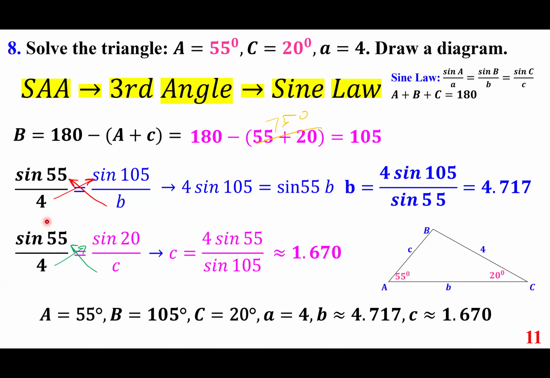We can summarize the information given with what we just got. A is 55, B is 105, C is 20 degrees. Lowercase a is 4, lowercase b is 4.717, and lowercase c is 1.670. As far as the number of decimals, class, you really want to pay attention to what they ask you, okay?